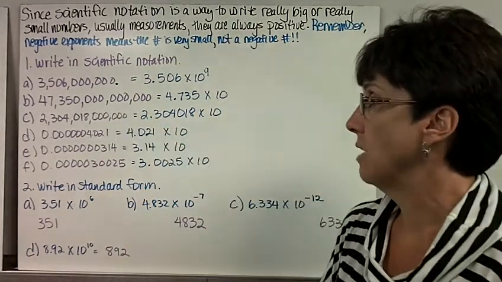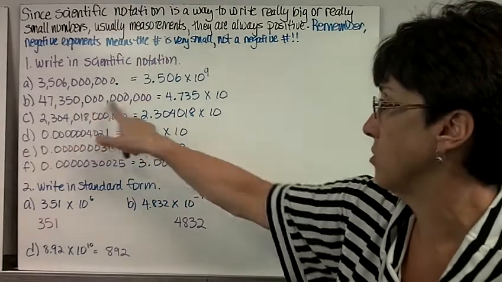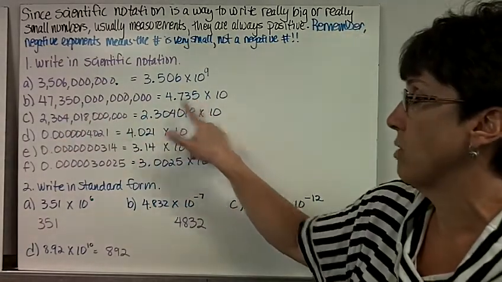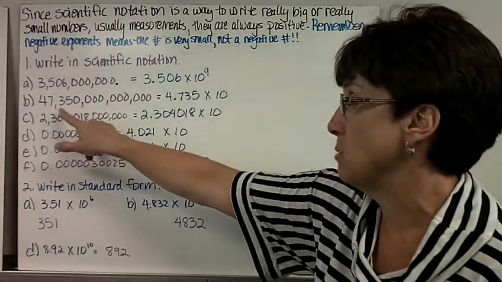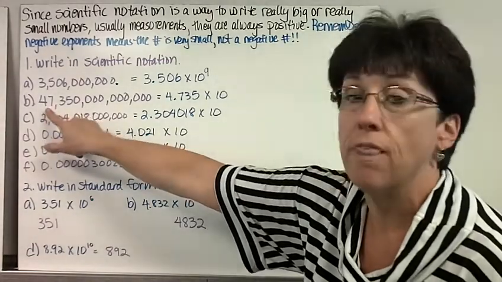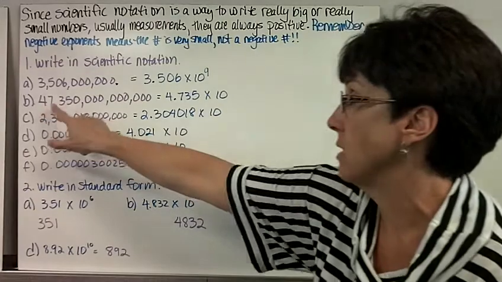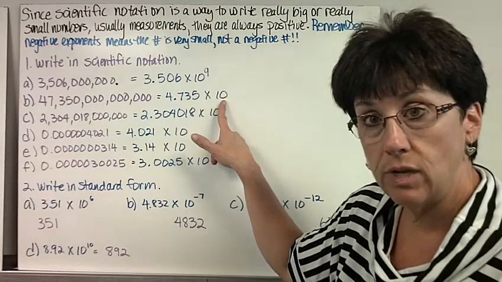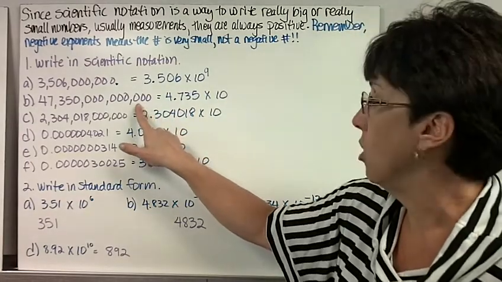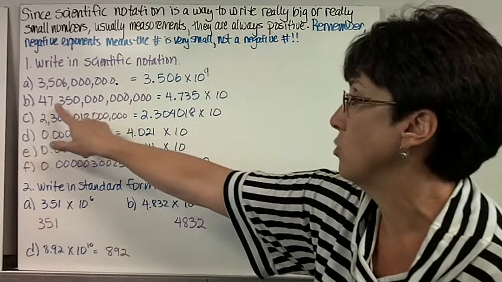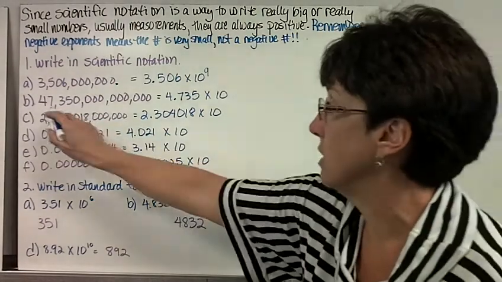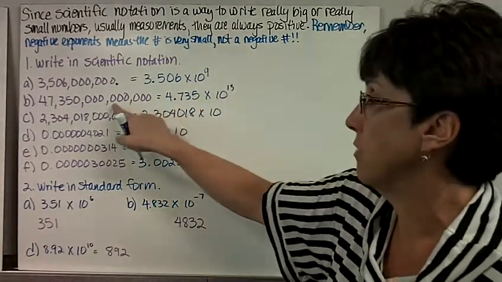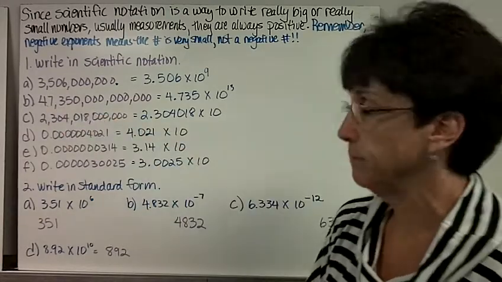Let's do this one. 47 something, 350, 0. 4.735. You don't put the decimal point where the comma was. You put it after the first digit, 4 point, and then you write the rest of the numbers until there's only zeros. Times 10, and now we count and see how many we moved the decimal point over. 1, 2, 3, 4, 5, 6, 7, 8, 9, 10, 11, 12, 13. So that's 13 numbers over.